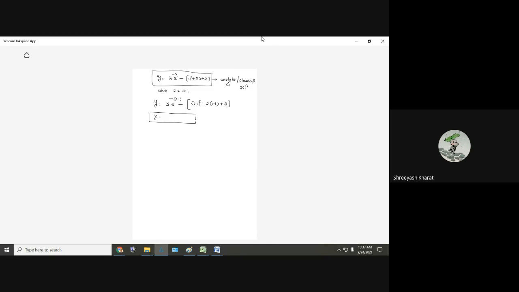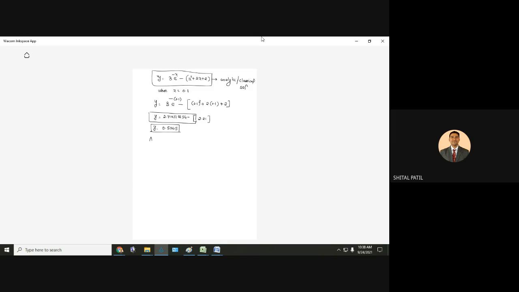But the same answer is coming, 0.5045. Correct, you are correct. y equal to 0.5045, right. So I think both the answers are very far away from this exact answer.